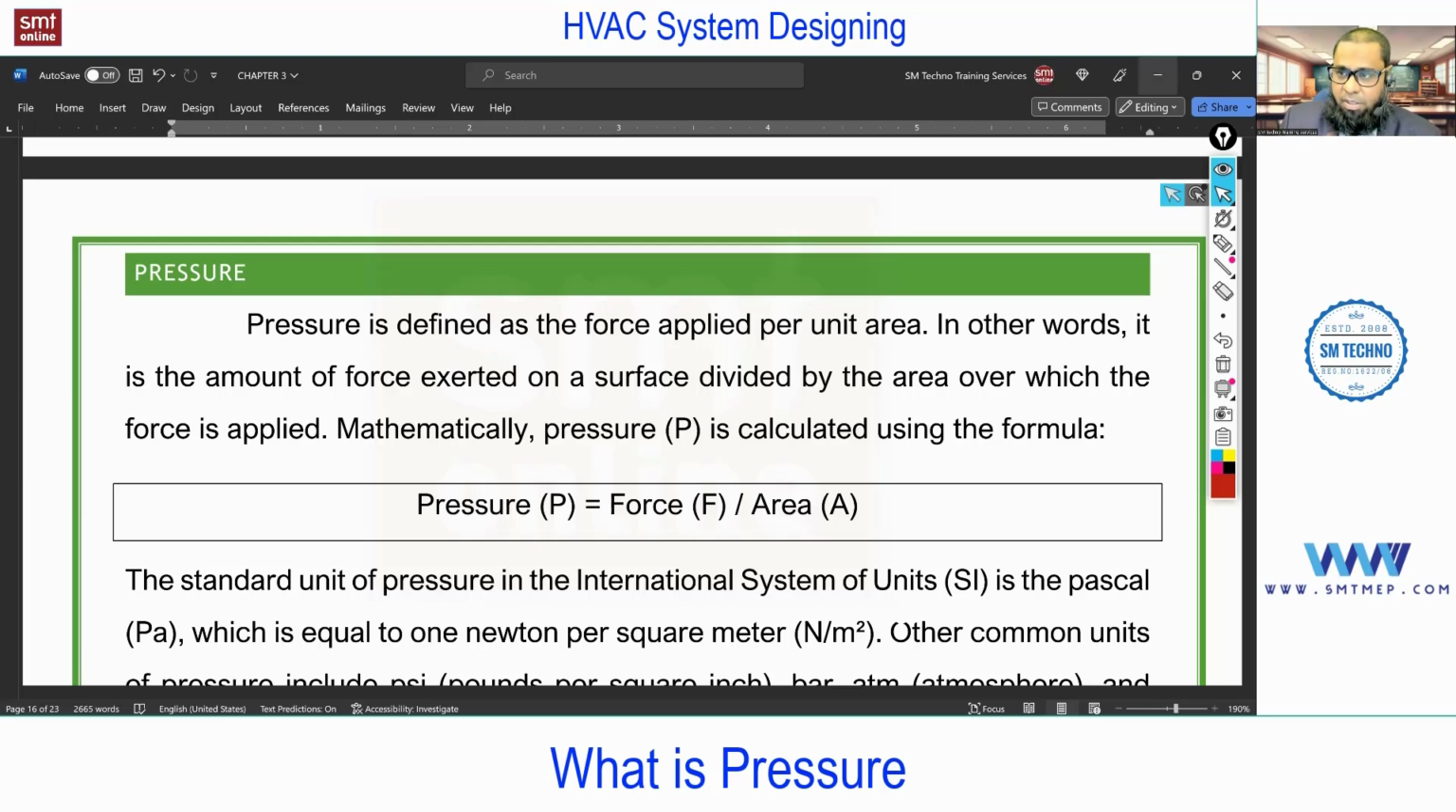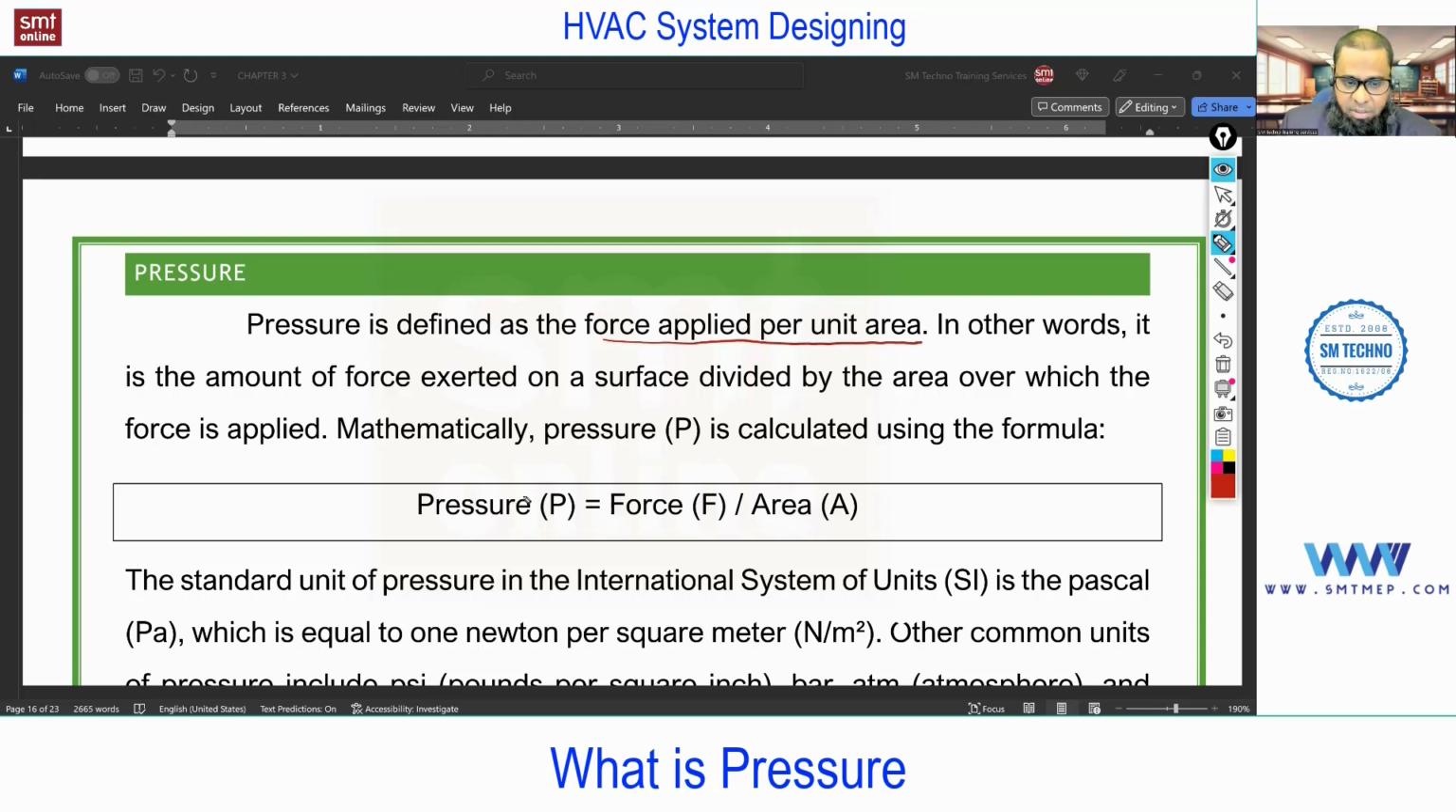Let me quickly read some theory, then we'll continue. Pressure is defined as the force applied per unit area. This is important. In other words, it's the amount of force exerted on a surface divided by the area over which the force is applied.